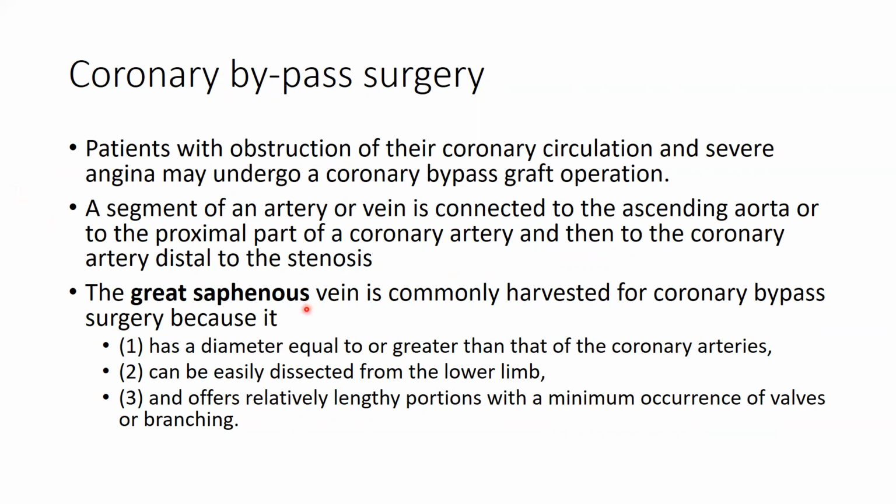The great saphenous vein is commonly harvested for coronary bypass surgery because, number one, it has a diameter equal to or greater than that of coronary arteries. Number two, it can be easily dissected from the lower limb for a relatively lengthy portion with a minimum occurrence of valves and plenty.